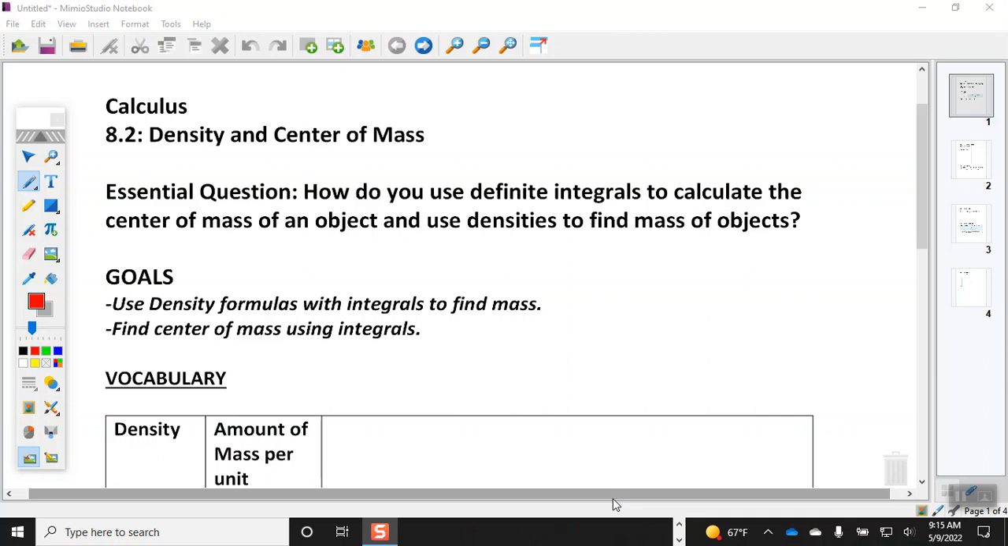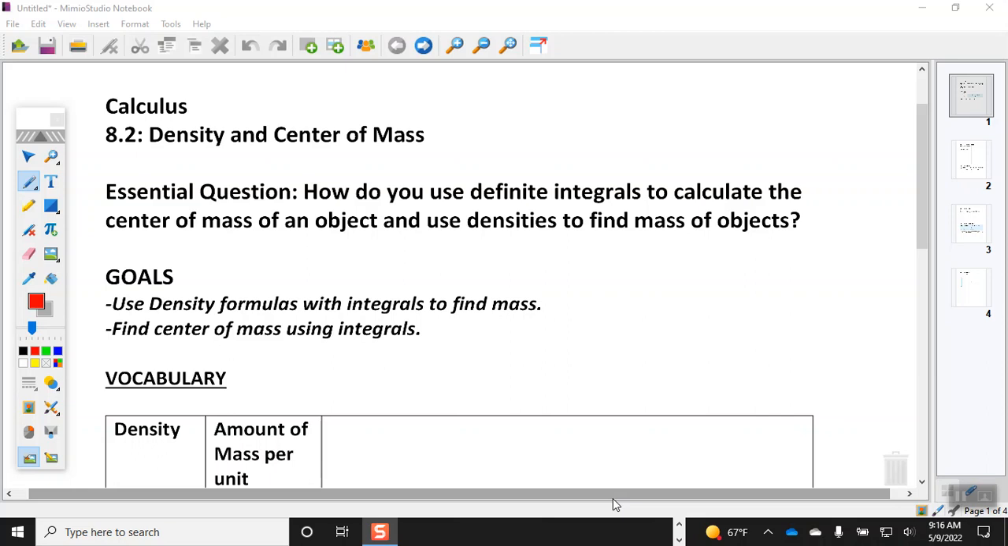All right, my friends, we're gonna get started on 8.2 today. Like I said, we won't have a lot of assignment problems in this section, but we're gonna keep pushing with this idea of how integrals apply to real life situations. Today we're going to look at it from a science point of view, dealing with density and center of mass. How do you use definite integrals to calculate the center of mass of an object and use densities to find masses of objects?